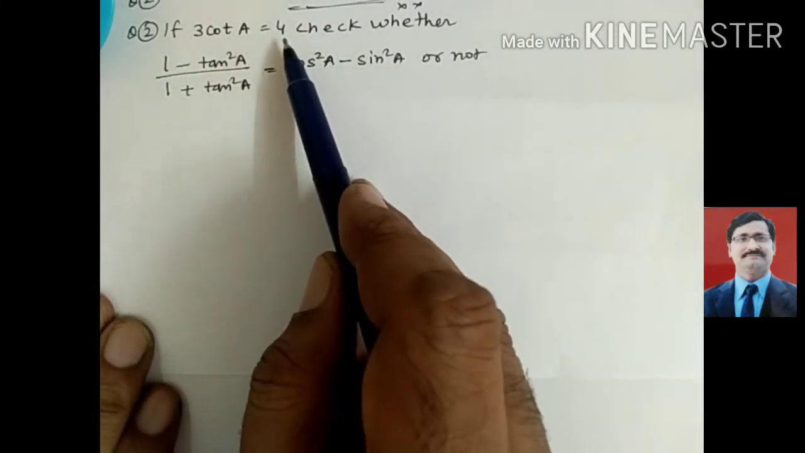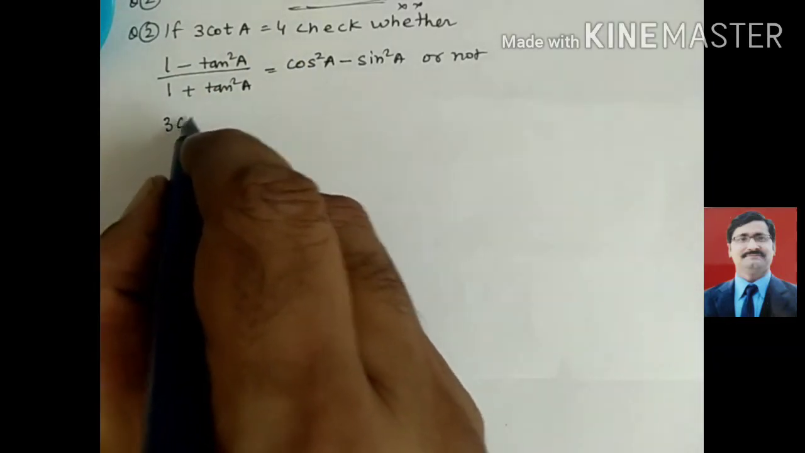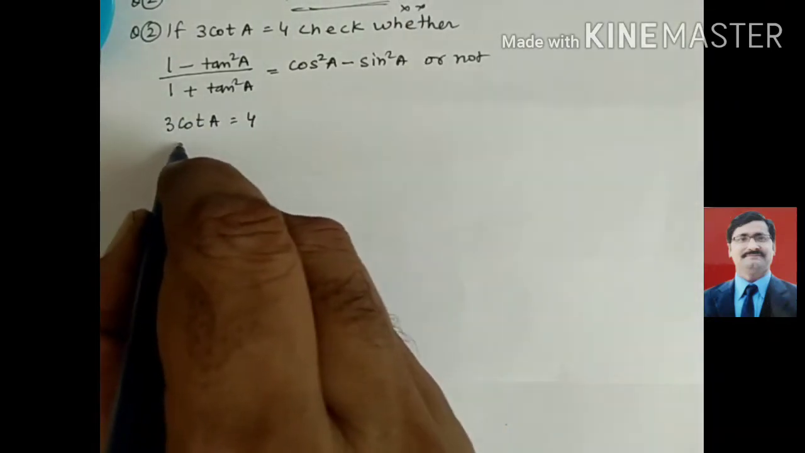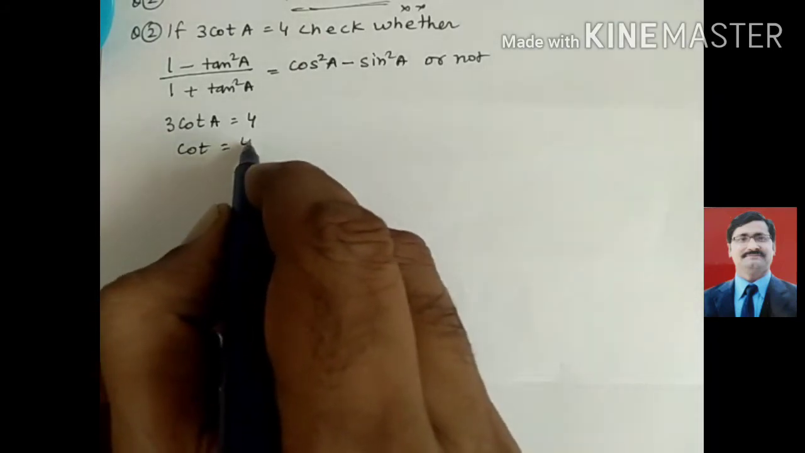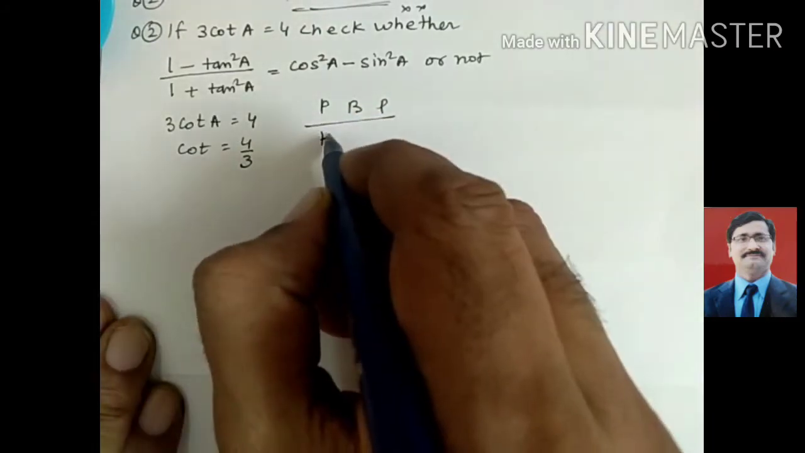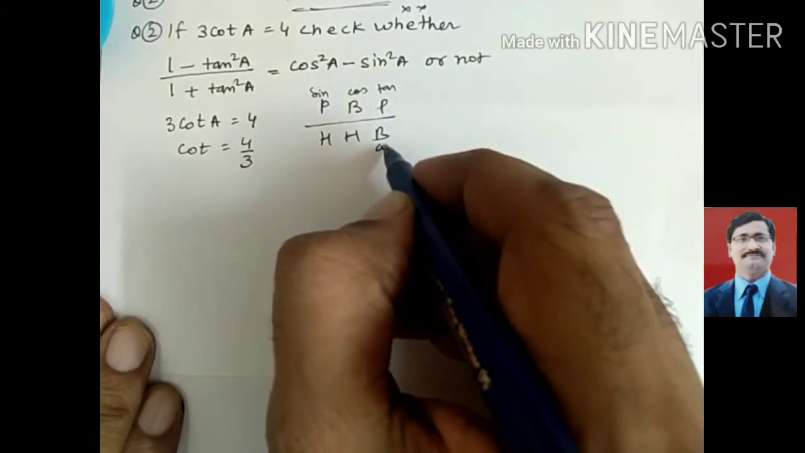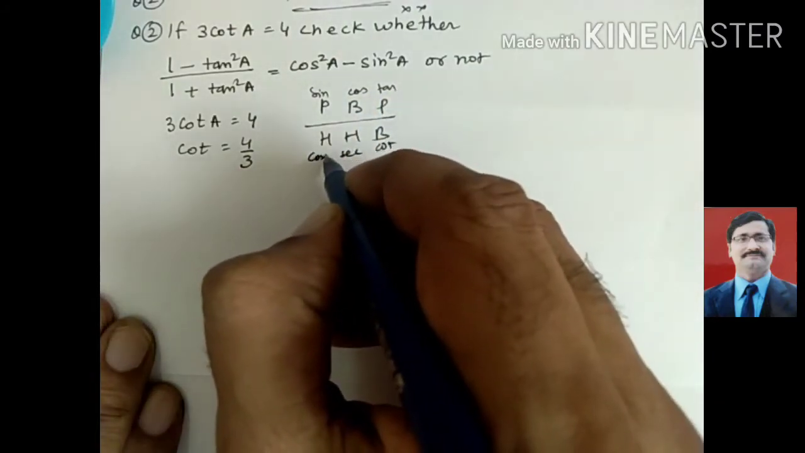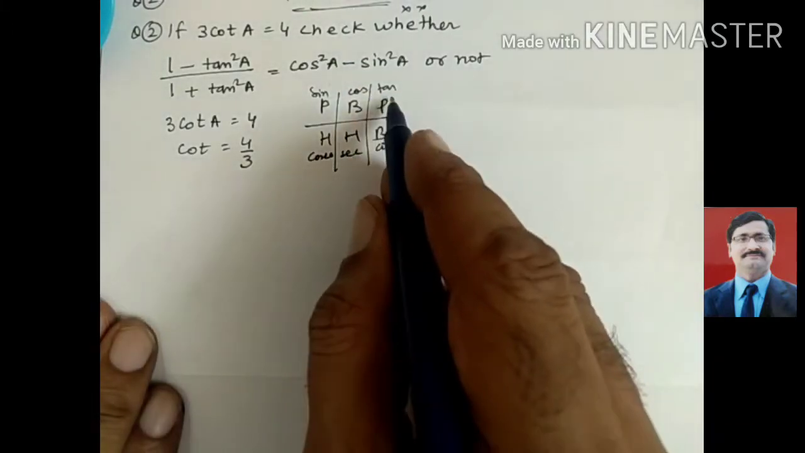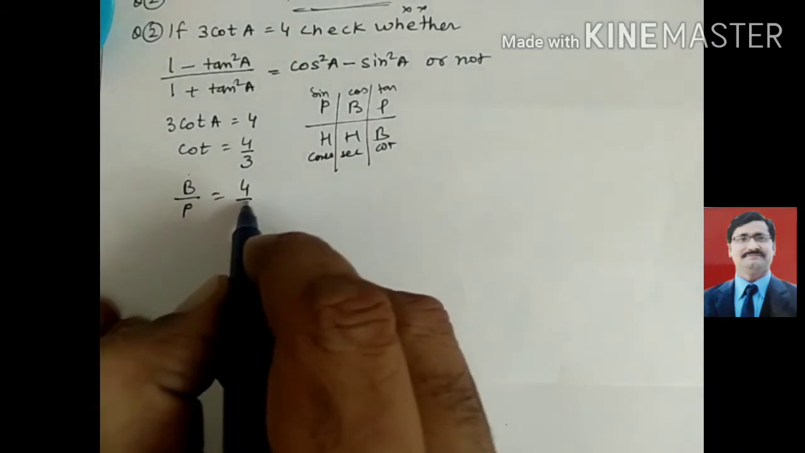First of all we write given that 3 cot A equals 4. By this we can write cot A equals 4 upon 3. Now we already know the formula: sine, cos, tan, cot, sec and cosec. With this help you can find that cot is base upon perpendicular, so base upon perpendicular is 4 upon 3.